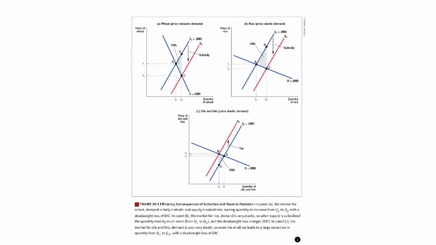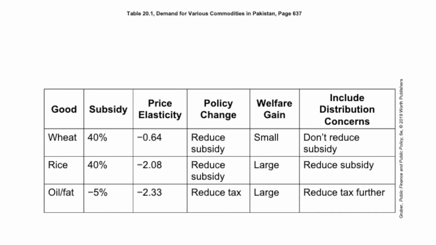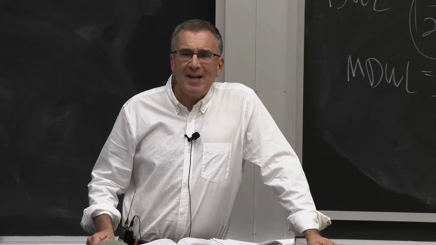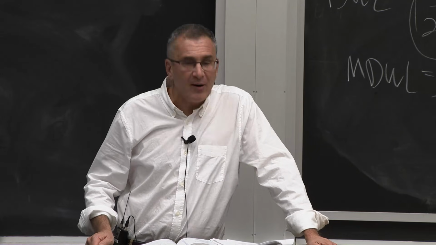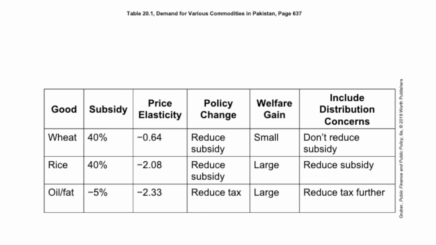The existing system was a system which taxed oils and fats to subsidize wheat and rice. So look at table 20-1. You see that we have the three goods and what the existing government policy was: a 40% subsidy to wheat and rice and a 5% tax on oil and fat. Deaton went in and estimated the elasticity of demands for these goods. And what did he find? He found that wheat was inelastic, but that rice and oil and fat were both fairly elastically demanded.